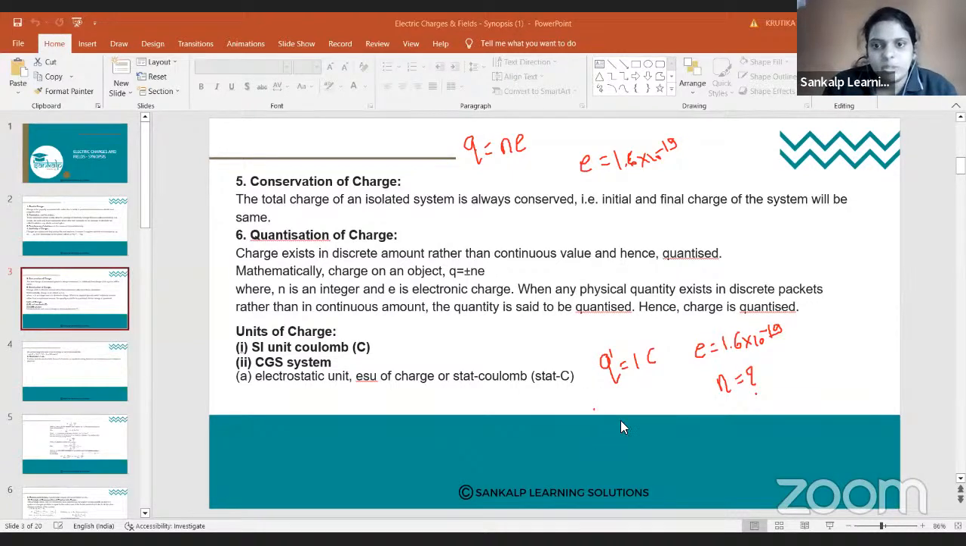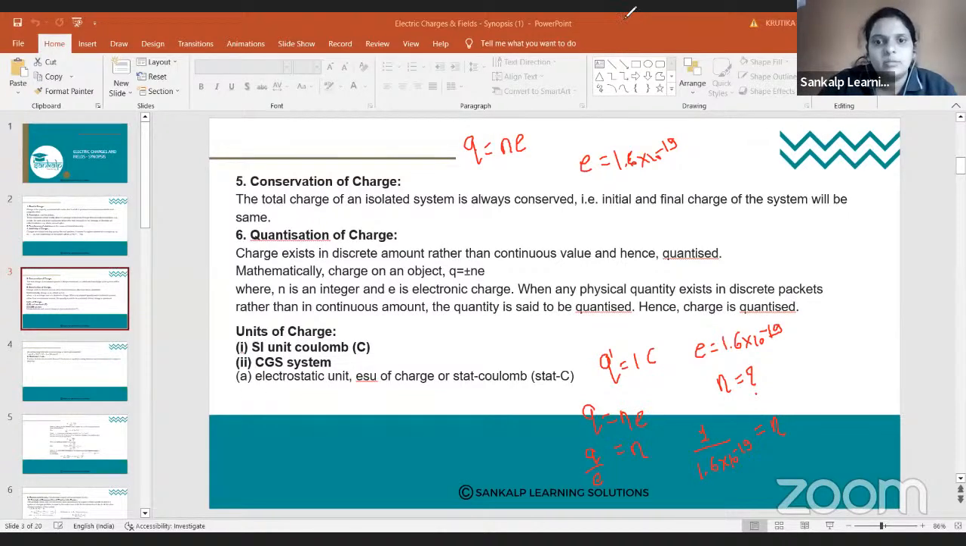Therefore, Q is equal to N into E. We need the number of charges, therefore N is equal to Q by E. So what is the Q value? It is 1 coulomb upon the charge of the electron, 1.6 into 10 to the power minus 19, which is equal to the number of electrons. So 1 upon 1.6.